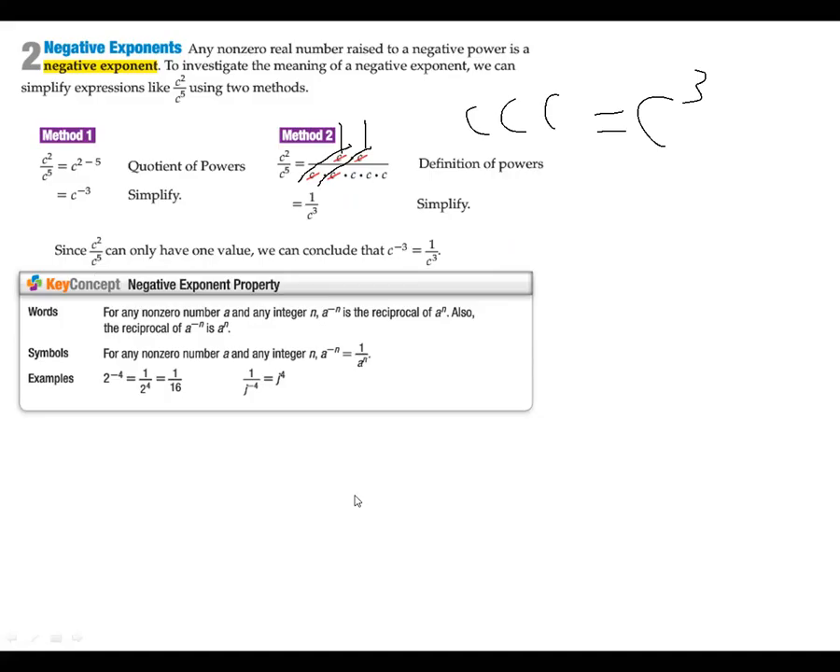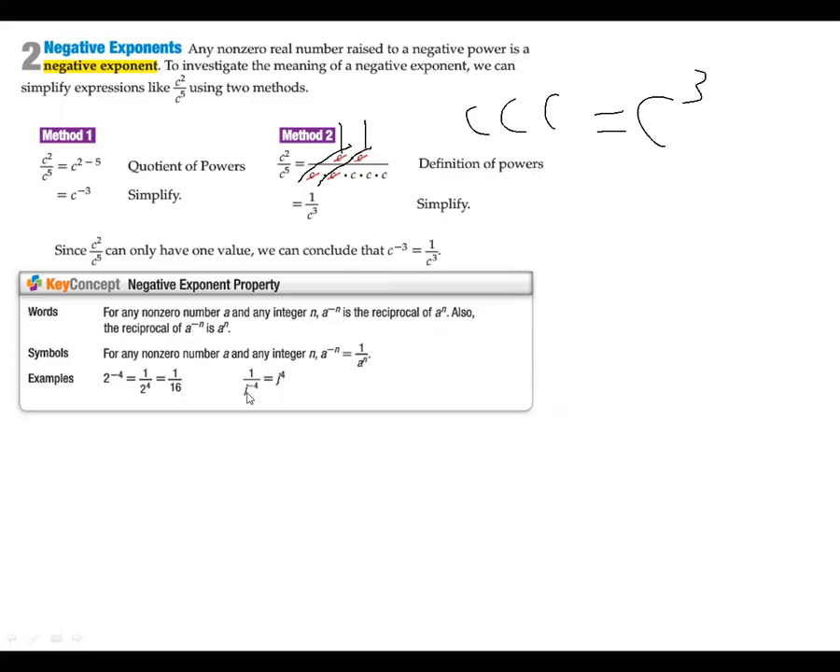So for any non-zero number a and any integer n, a to the negative n power is the reciprocal of a to the n. In other words, you drop it down to the denominator and write the exponent as positive. So 2 to the negative 4 is 1 over 2 to the fourth. Well, what happens if you have a negative exponent in the denominator? Well, you take the reciprocal of it and make the exponent positive.